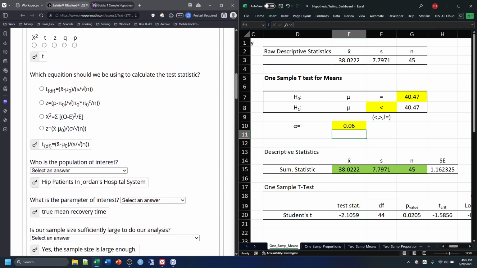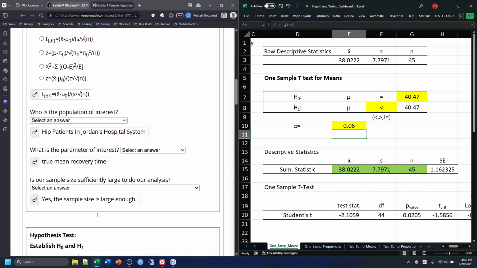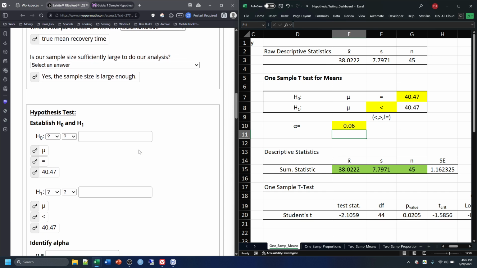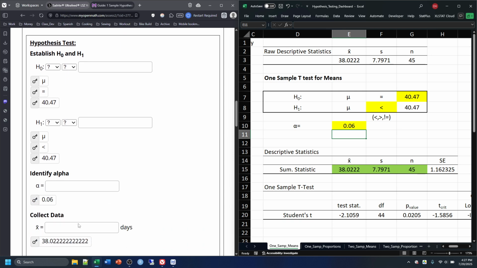The population of interest here is the hip patients in Jordan's hospital system, and we're interested in the true mean recovery time. Our sample size is sufficiently large because it is at least 30, and we are at 45. So yes, we are large enough. Next we establish our null and alternative: mu, because we're dealing with means, equals 40.47, and mu is less than 40.47 for our alternative.